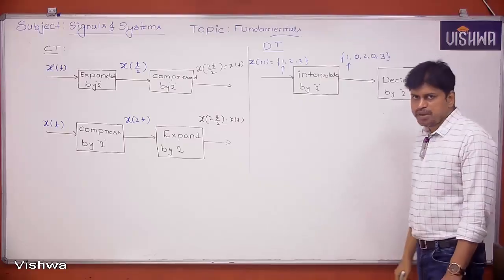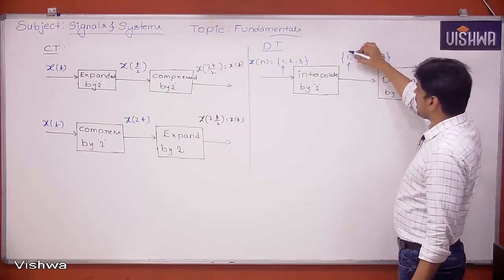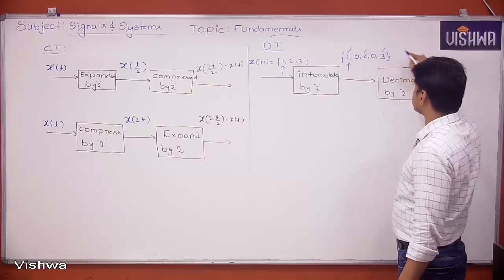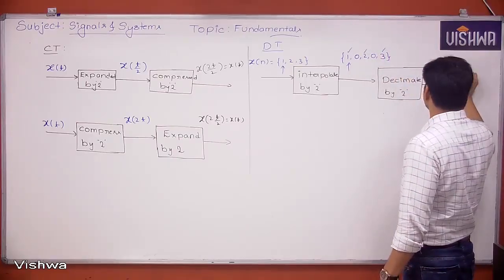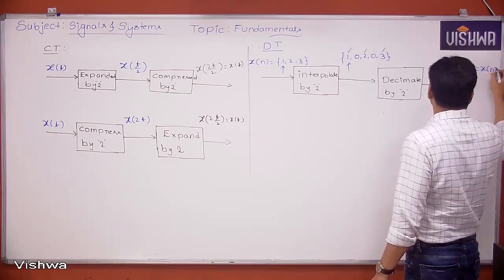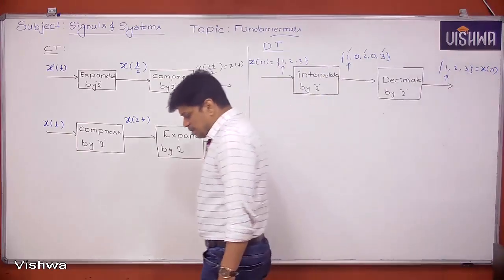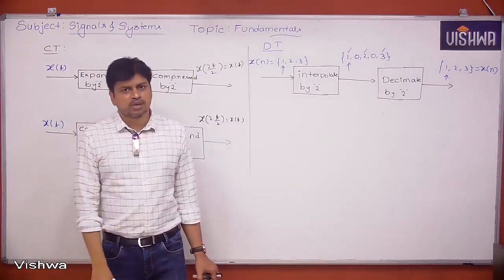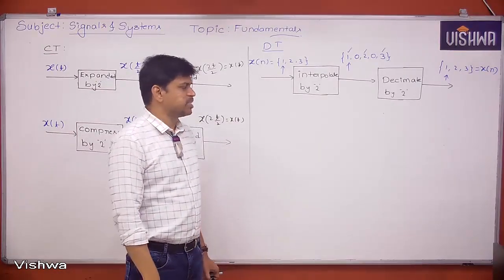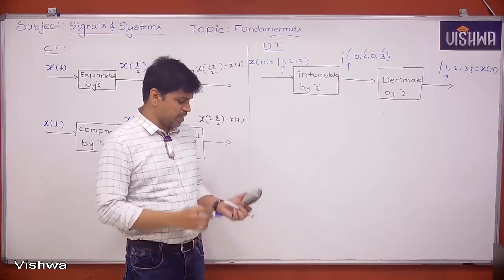Next, decimate by 2. What do you mean by decimate by 2? Keep the 0th sample as it is and pick every second sample. Then I get 1, 2, 3 again. Is it nothing but x of n? Yes, absolutely it is equal to x of n. That means in the discrete time case, if you do first interpolation then decimation by the same amount, it won't make any difference. You are going to get the same signal x of n.